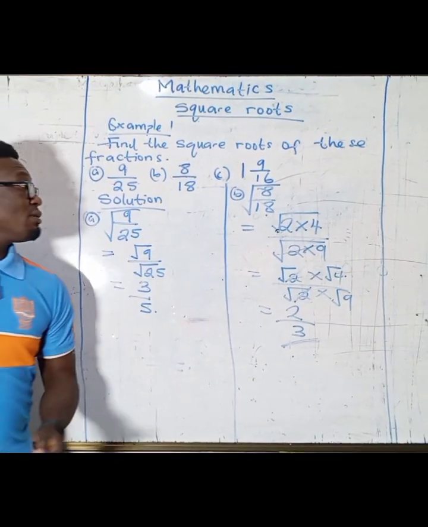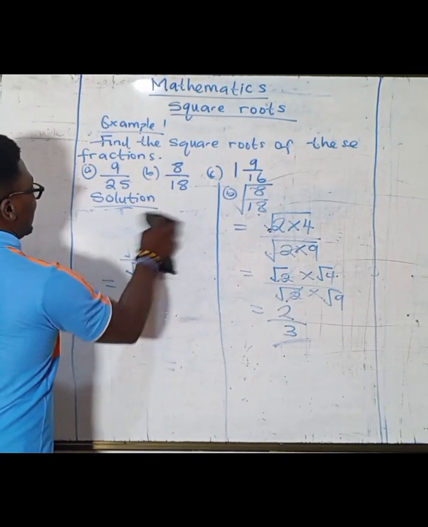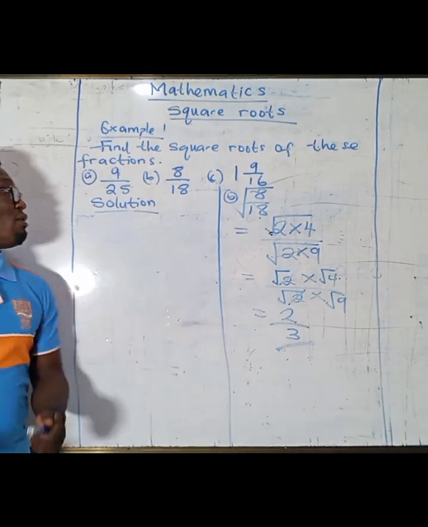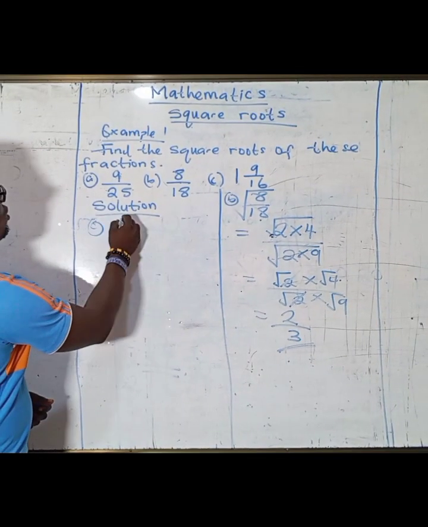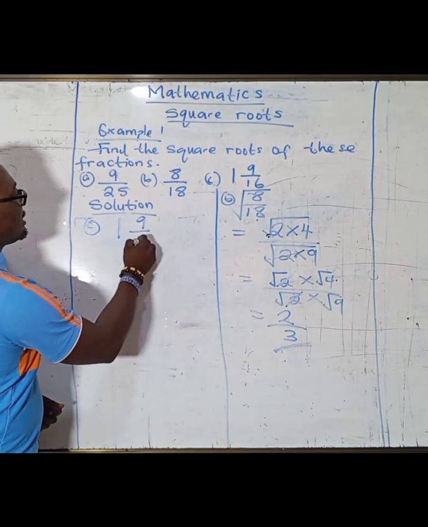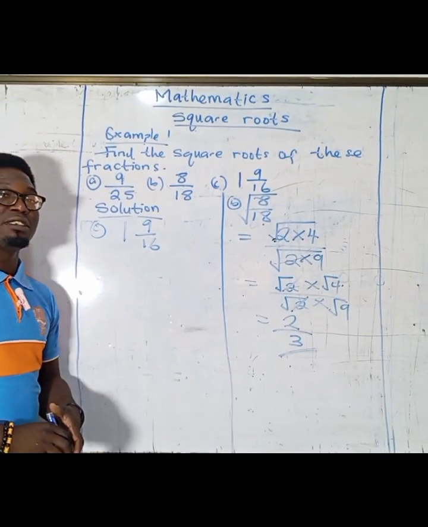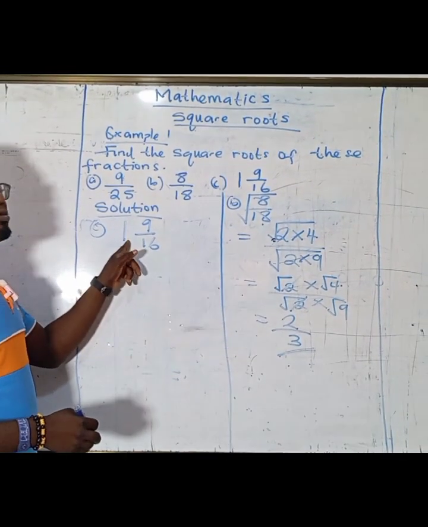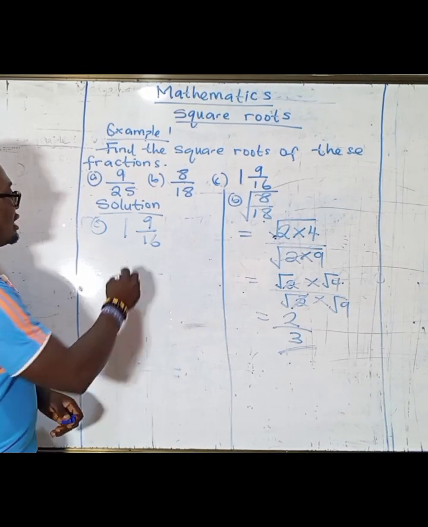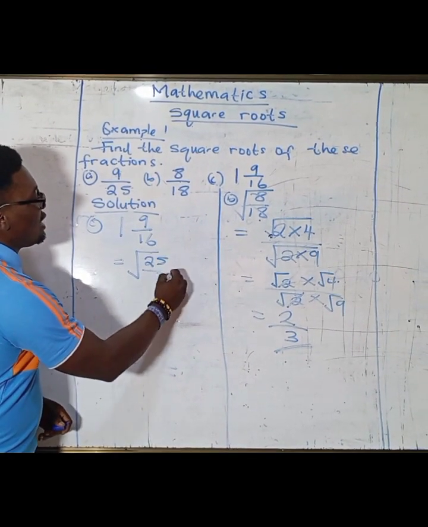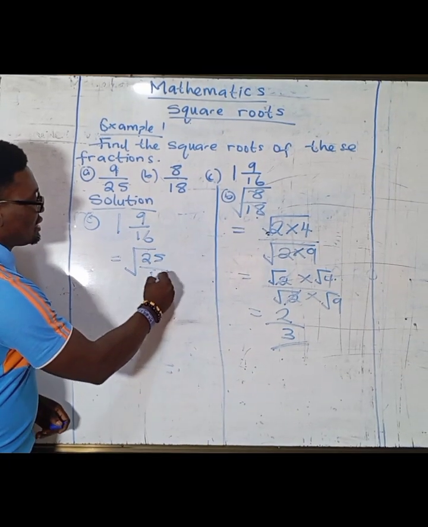The last question. One whole number 9 over 16. This is a mixed fraction. We're going to convert to an improper fraction first. 16 times 1 is 16 plus 9 is 25. So I have square root of 25 over the denominator 16.